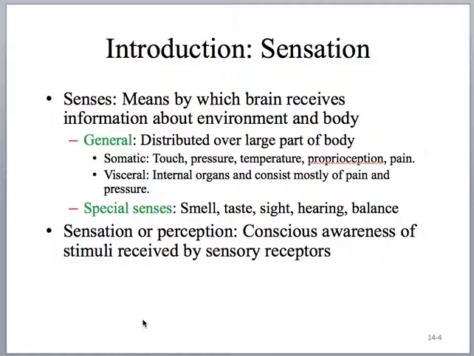Somatic senses are touch, pressure, temperature, proprioception, and pain. Visceral involves internal organs and mostly consists of pain and pressure. Your special senses are smell, taste, sight, hearing, and balance. So sensation or perception is the conscious awareness of the stimuli being received by that sensory receptor. A good example is a painful stimulation.